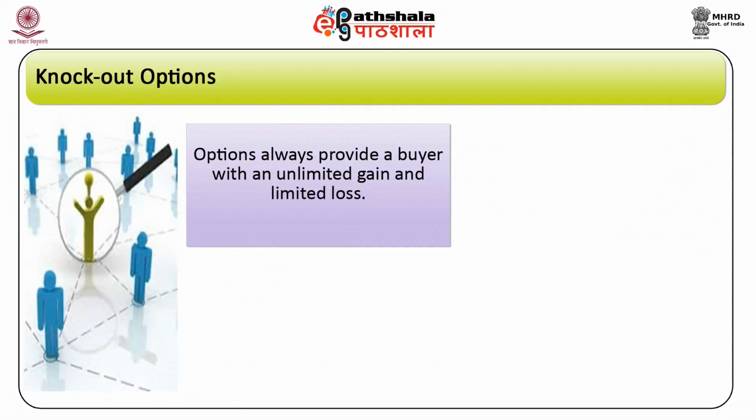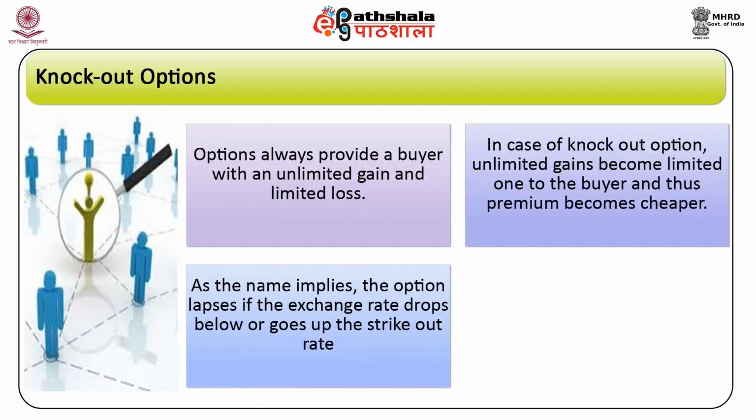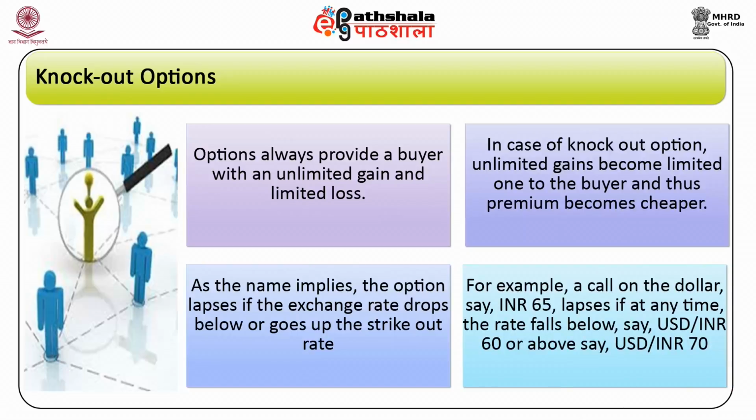Knockout options. Options always provide a buyer with an unlimited gain and limited loss. In case of a knockout option, unlimited gains become limited for the buyer and thus the premium becomes cheaper. As the name implies, the option lapses if the exchange rate drops below or goes above the strike-out rate. For example, a call on the dollar, say at 65 Indian National Rupee, lapses if at any time the rate falls below, say, 60 Indian National Rupees per US dollar, or above, say, 70 Indian National Rupees per US dollar.